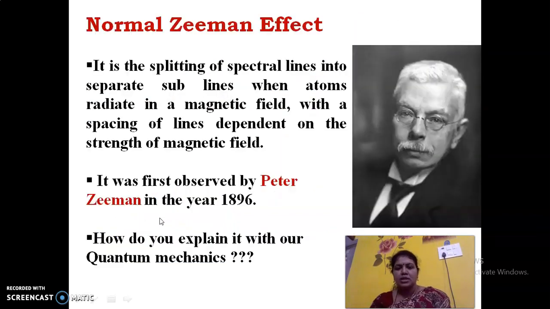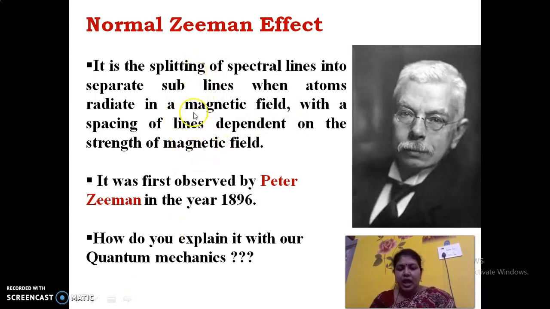Now, what is Zeeman effect? Zeeman effect was first observed by Peter Zeeman in the year 1896, which is nothing but the splitting of spectral lines into separate sublines when atoms radiate in a magnetic field, with the spacing of the lines dependent on the strength of the magnetic field.